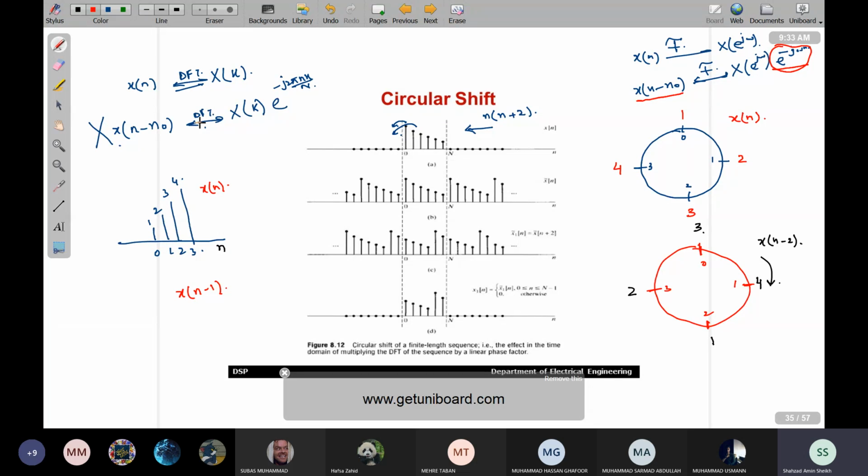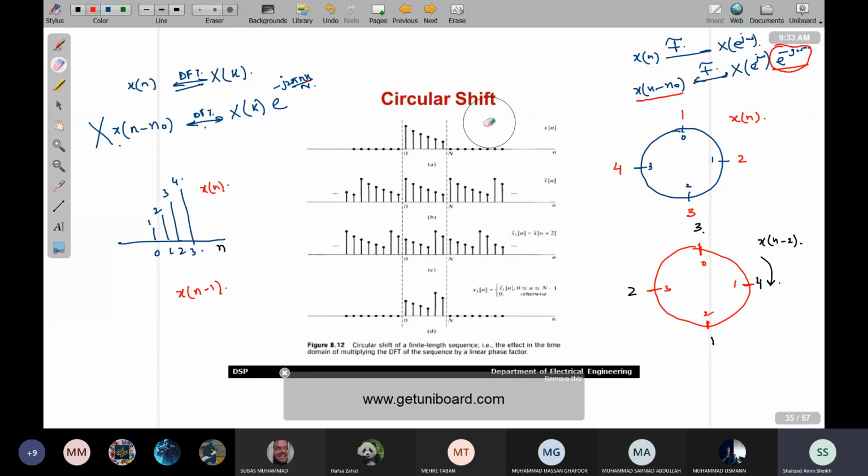कैन वी डू द सेम हियर? लेट्स सी, x of n जो है उसका DFT जो है वो x of k है. सो इफ आई डू x of n minus n naught, जो ट्रेडिशनल अप्रोच जो है वो हमें बताती है तो ओके लेट्स डू इट, x of k और इंट्रोड्यूस अ फेज टर्म व्हिच इज exponential minus j 2 pi n naught k over N. कैन वी डू इट? द आंसर इज नो. व्हाई नॉट? बिकॉज अब जरा इस शिफ्ट को गौर से देखिएगा कि हो क्या रहा है.